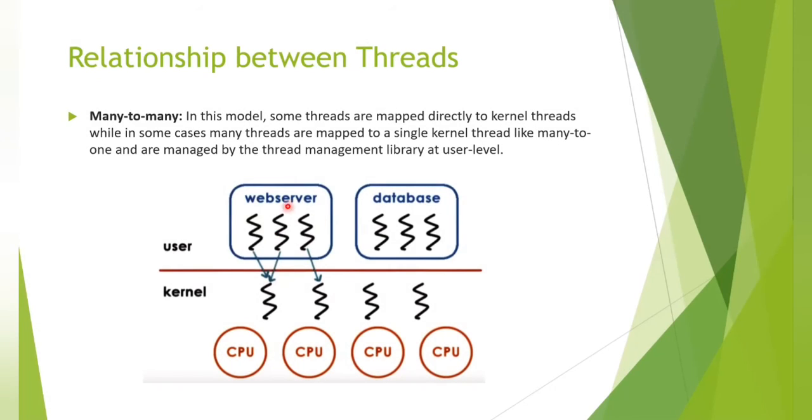So we can see these are the user level threads and these are the kernel level threads. Here we see multiple user level threads are mapped to a single kernel level thread, and also a single user level thread is mapped to a single kernel level thread. So it has the properties of both one-to-one and many-to-one relationships. So this is the many-to-many relationship.